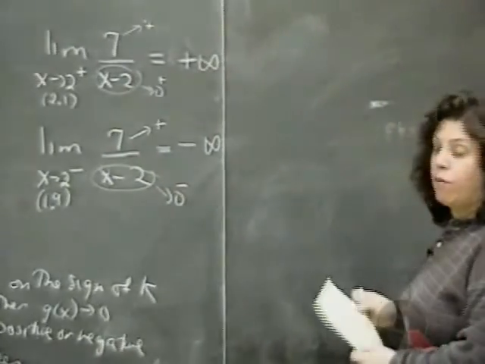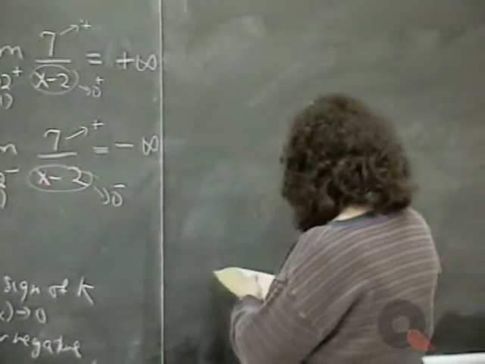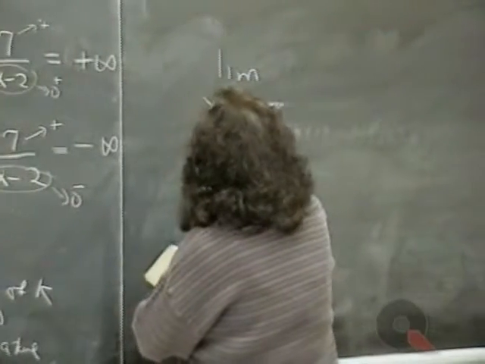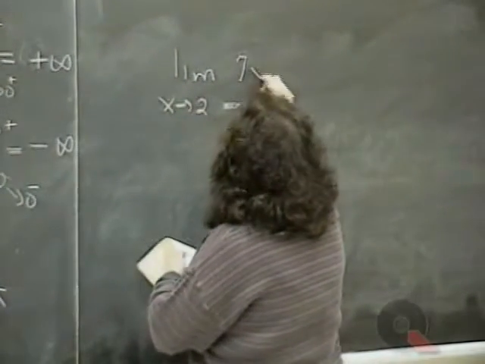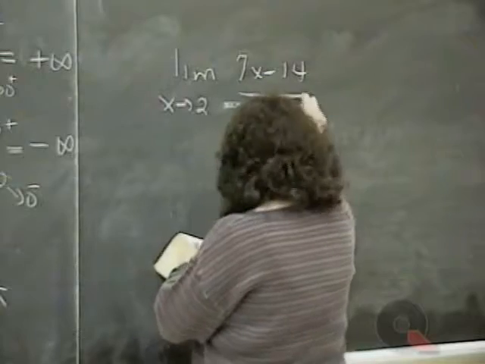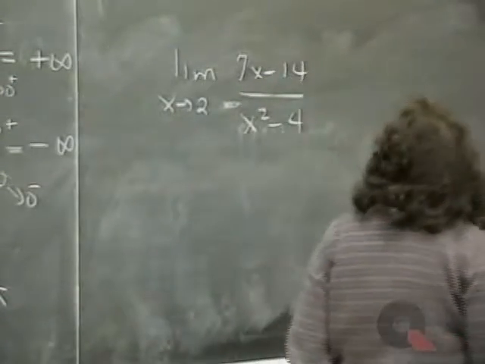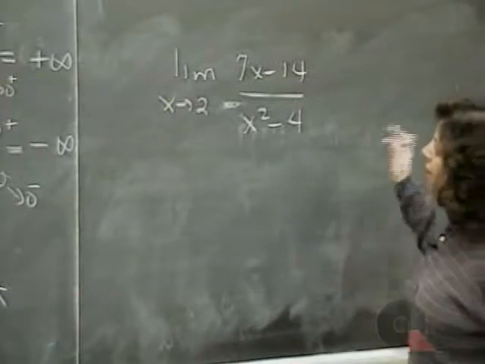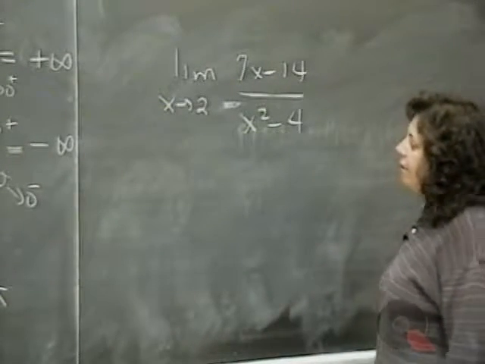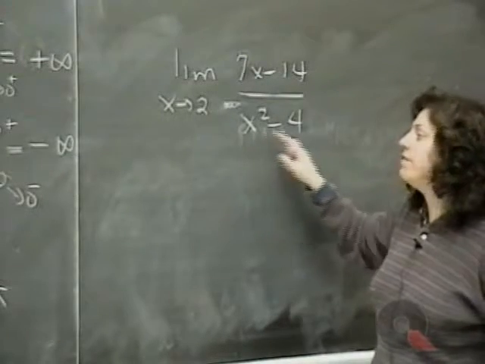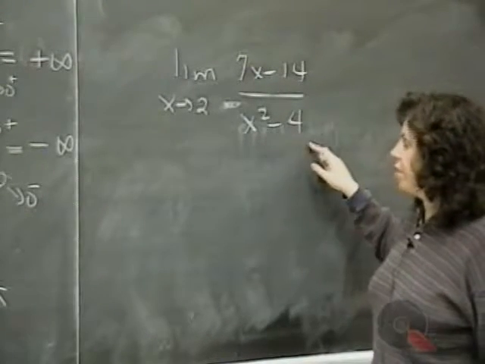Okay, now, what if we were going to work out the following problem? Limit, as x approaches 2, of 7x minus 14 over x squared minus 4. Okay? Once again, we cannot find this limit by substitution. This is not a continuous function at 2 because we'd have division by 0.